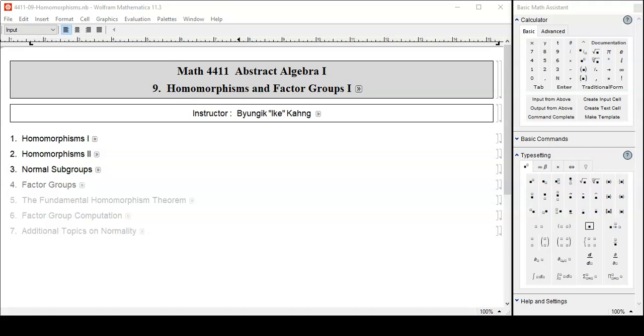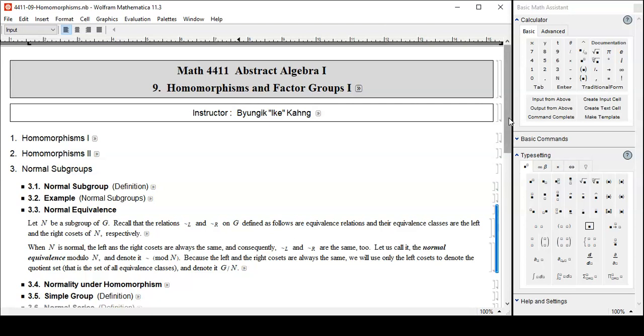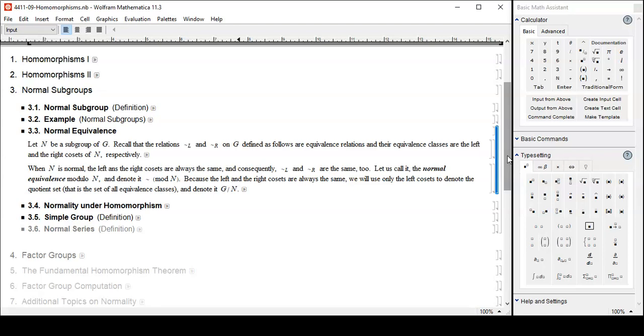Hello students, welcome back. Let's resume our discussion in section 3. Previously, we went through 3.1 and 3.2, the definition and some examples of normal subgroups. The next topic is normal equivalence, and this is actually a pretty small topic, not that important by itself for now, but it will become important in section 4.